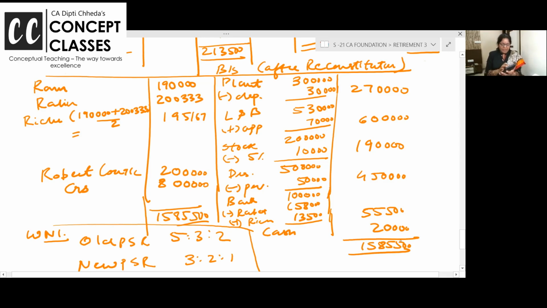15,85,500. Check it. Aram se karo, both sides you tally and ask if you have any doubt. Anyone in the class is having any doubt? To pucho. I'm waiting. I'll show the capital account also again if you want. Check each and every item from the screen.